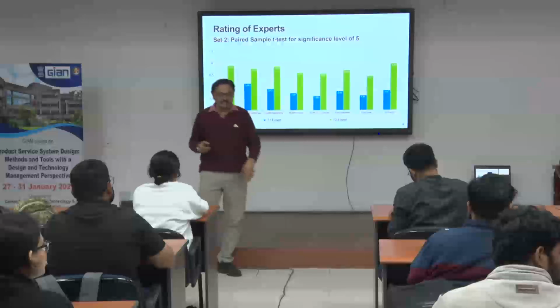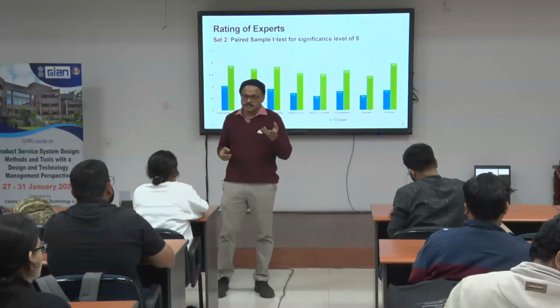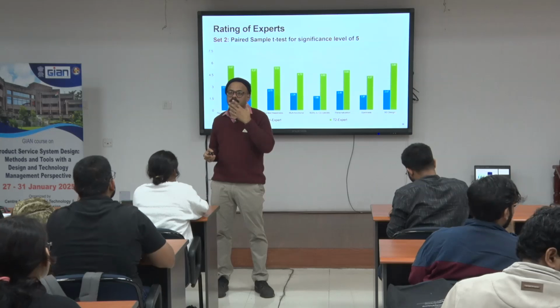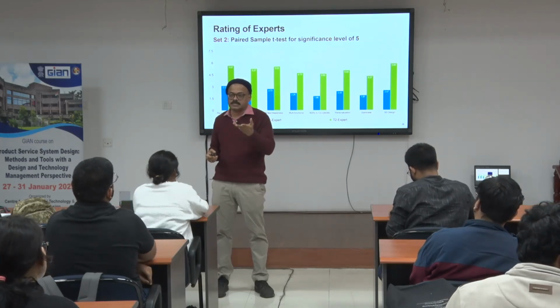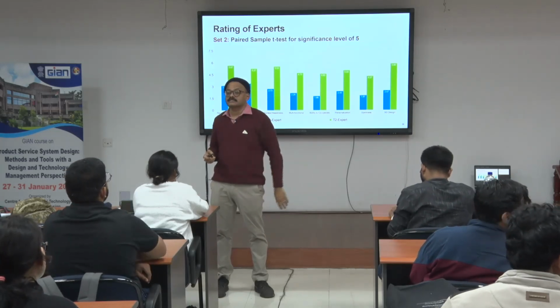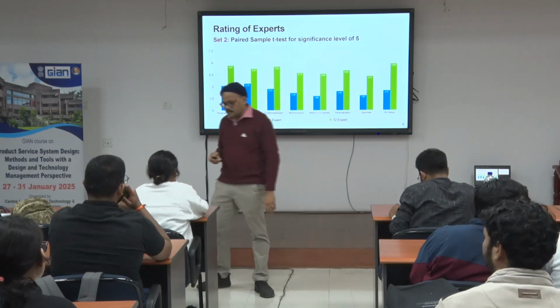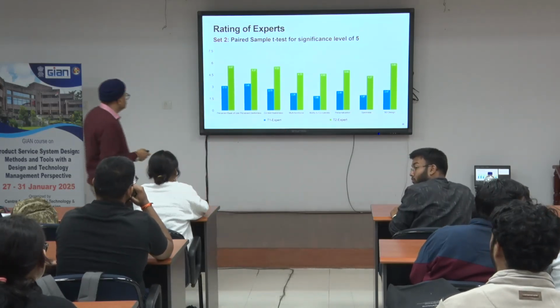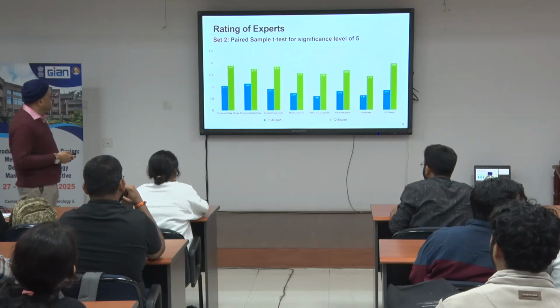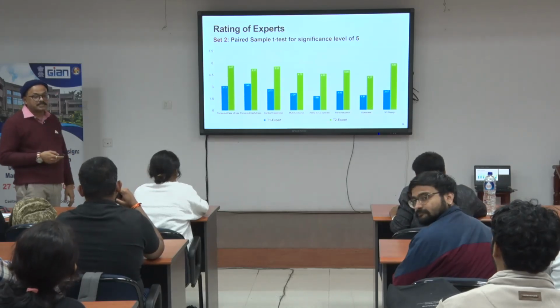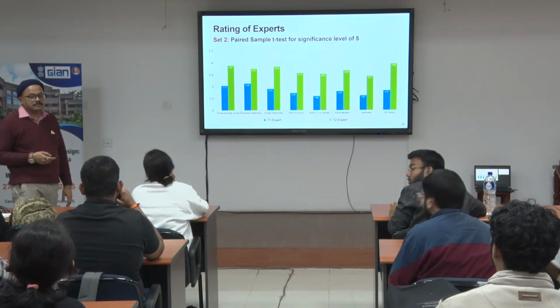So the sample size depends on the kind of experiment that you are conducting. In our case it was 80. And sir, suppose for the example, perceived ease of use is 5.67. So how did that number come? That's the mean value.